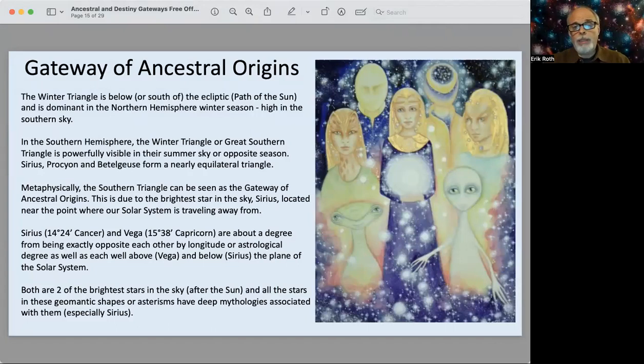Yeah, and now we're getting into each of these individual stellar gateways, the two stellar gateways, and they are triangles. So this is starting with the Gateway of Ancestral Origins. And in fact, as we do the online course, this is the gateway we're going to start with, and look at the stars and the gateway as a whole. This is also known as the quote winter triangle because it's visible more so in the winter time here in the northern hemisphere, and then of course the summertime in the southern hemisphere.